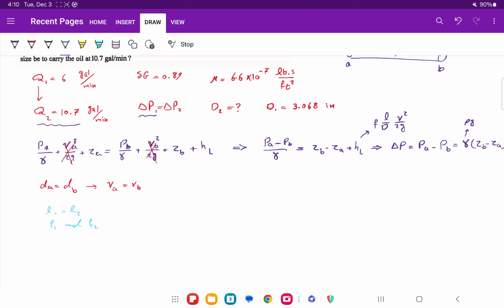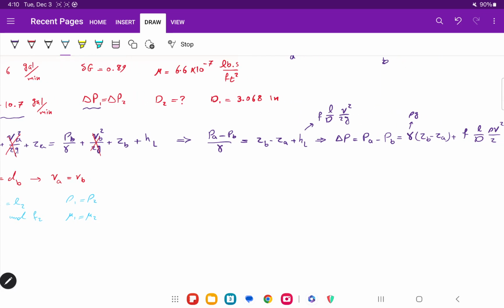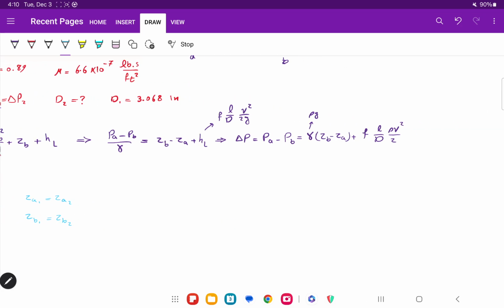Density is fixed, density is constant, so rho 1 equals rho 2, and also the viscosity, and ZB and ZA, they are constant, so ZA1 equals ZA2, ZB1 equals ZB2. So this is the expression for delta P.